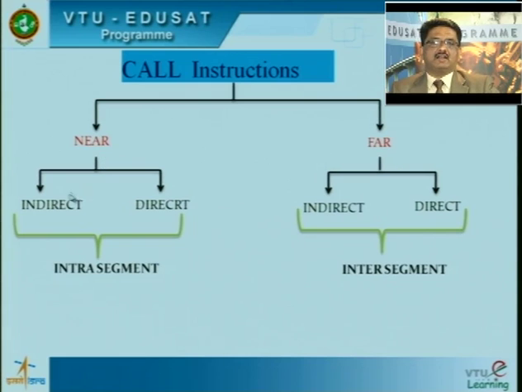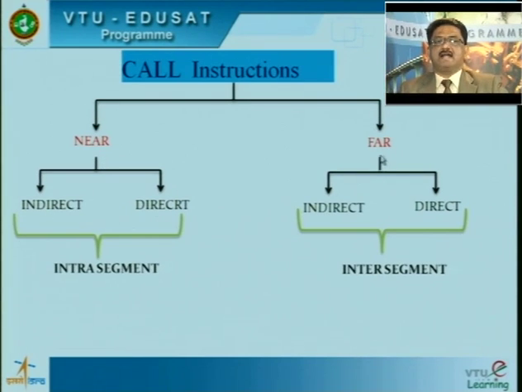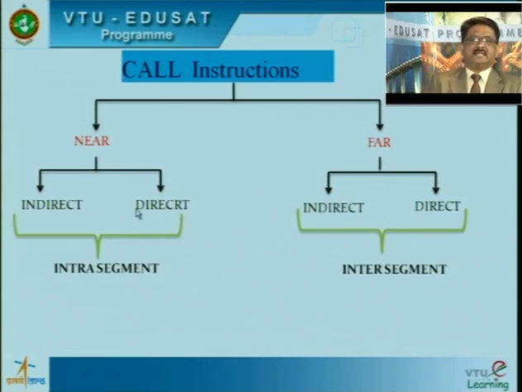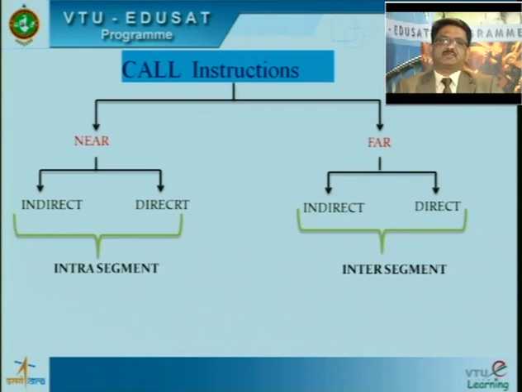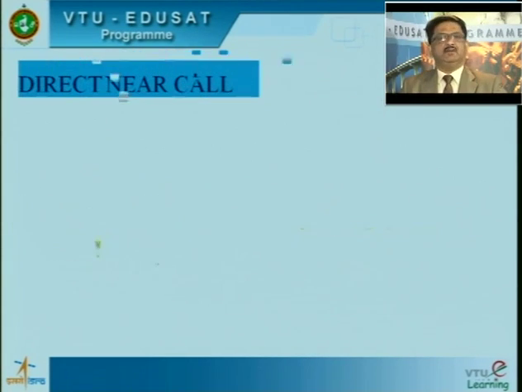Now under near call I have indirect and direct calls. Under far I have indirect and direct calls. In a nutshell, what is meant by indirect call and direct call? In a direct call, you specify the address of the procedure directly in the instruction. In an indirect call, you specify the address of the called procedure using a register. Here in the instruction itself, you directly give the address of the procedure. In the indirect case, you give it through a memory location or through a register. Now let us see one by one.